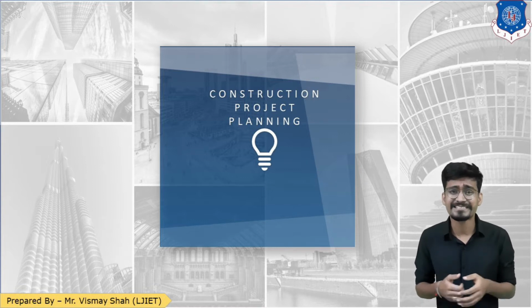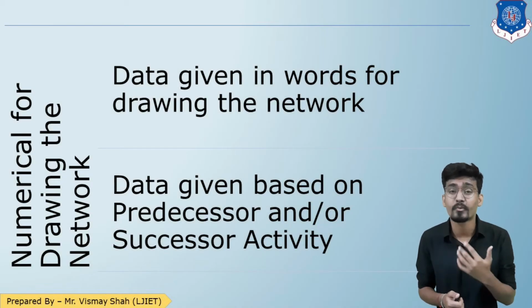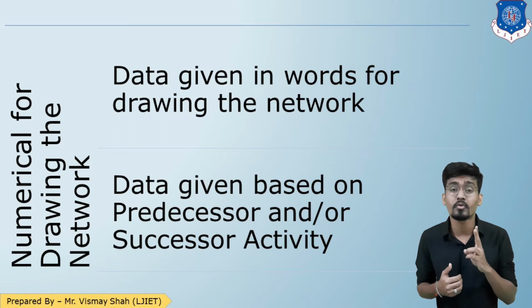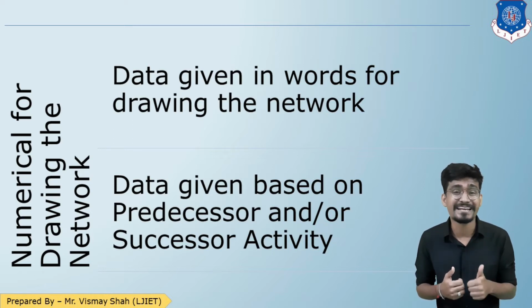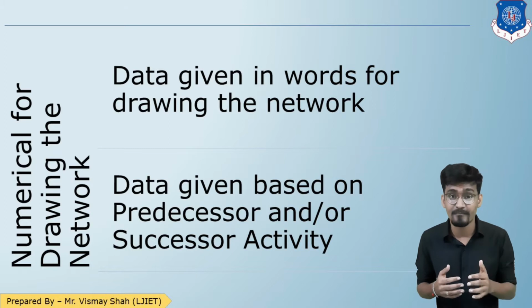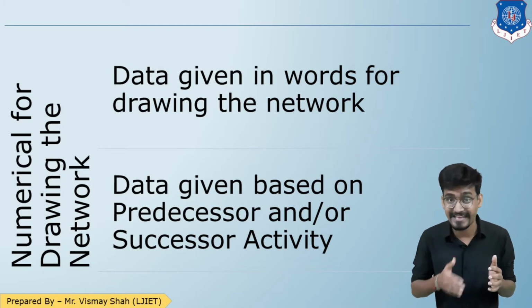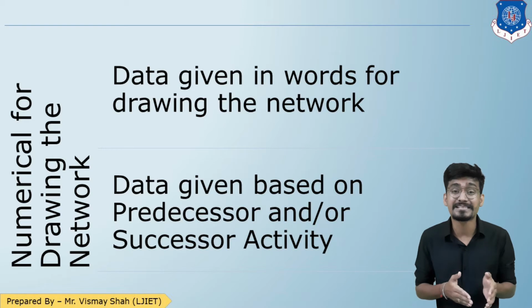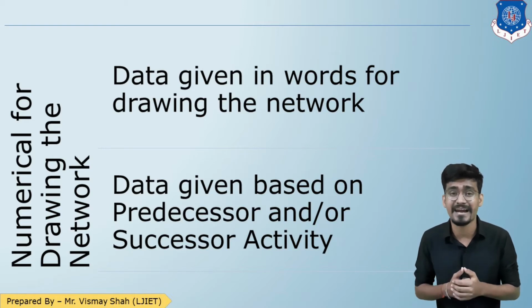So today in this session, we are going to start with the numerical parts. The first numericals are based on drawing the network, in which we are going to see 2 categories. The first category is numericals based on data given by words. That means the entire sum will be drafted in a number of words in lines, and we have to draw the network based on that data. And the second is data given on the basis of predecessor and successor activity.